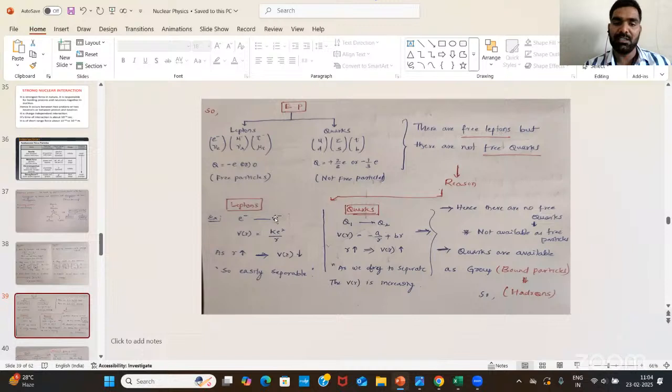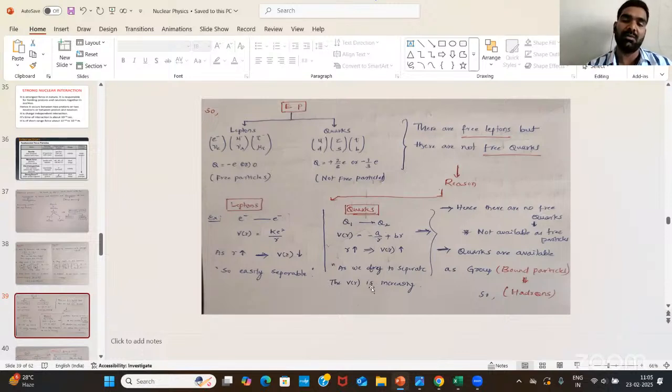If these two electrons are separated by a distance of 2 meters, the potential will be higher. As the distance increases to 4 or 6 meters, the potential will decrease. As the separation between the charges increases, the potential decreases in the leptons. So they can be easily separated.